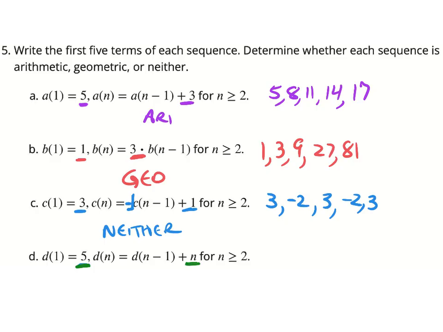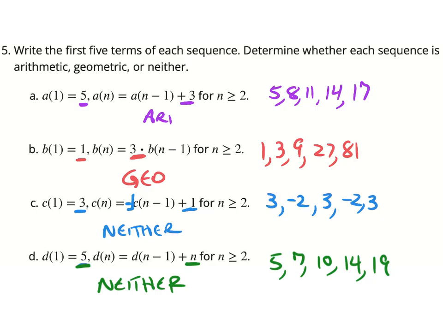Okay. 5 is our first term. And then we plus n. So this is the step number. So this is neither, because we're not multiplying by the same number. We're multiplying by the step number. So the first step is 5. For step 2, it's 5 plus 2, which makes 7. And then 7 plus step 3 makes 10. And then 10 plus step 4 makes 14. And then 14 plus step 5 makes 19. Okay?